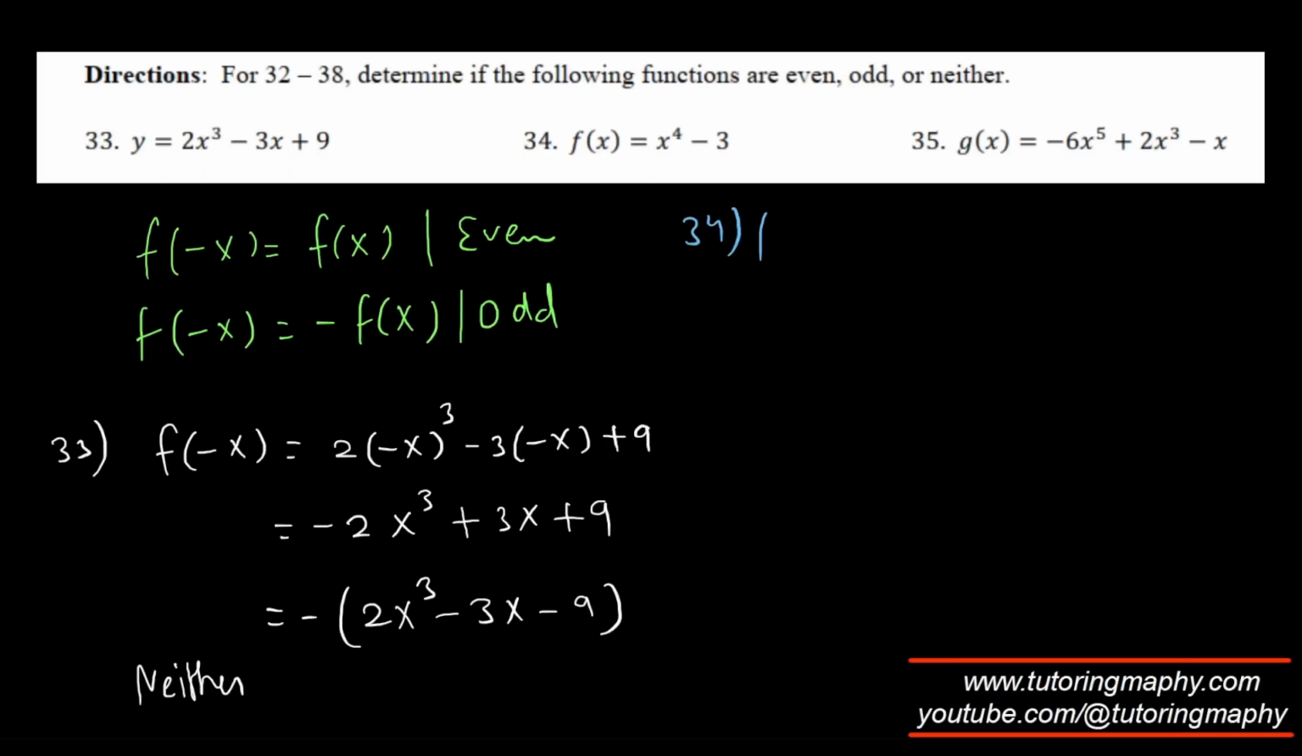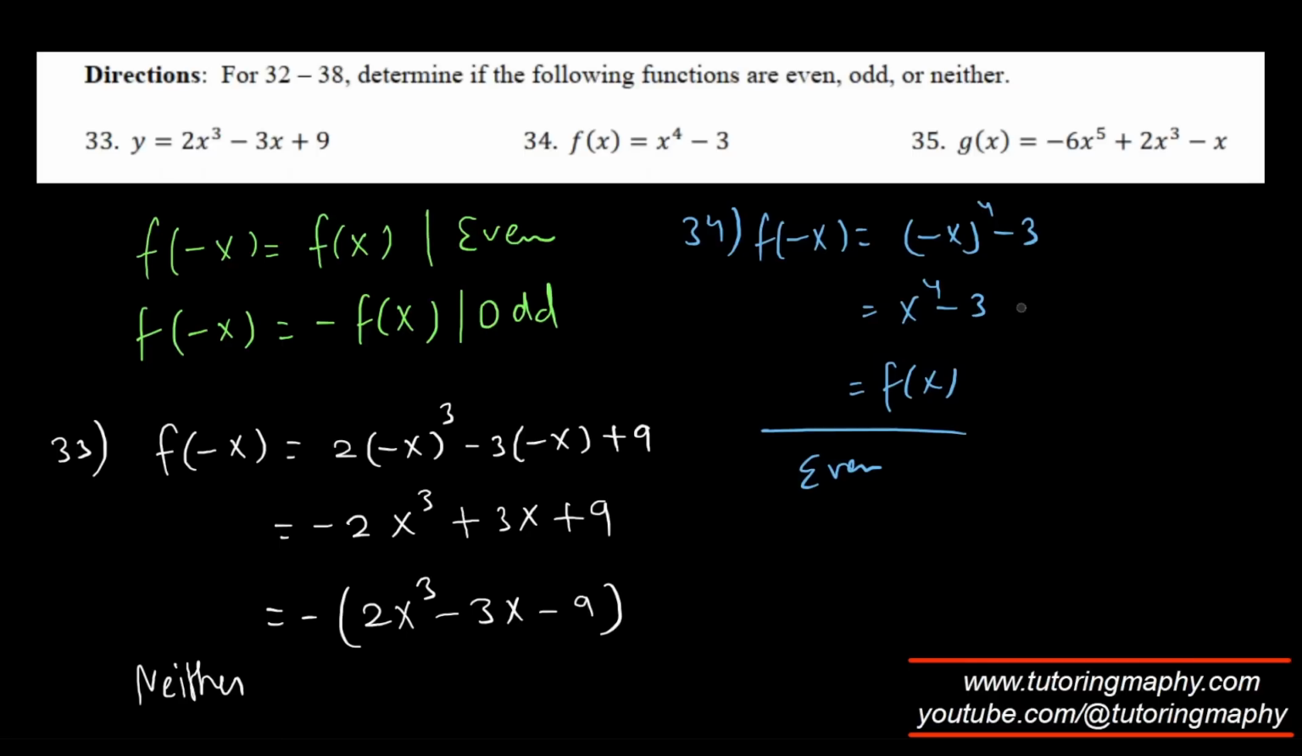In 34, we replace x with minus x. So this will become minus x raised to 4 minus 3. Obviously, the minus will just become positive because it's an even power. So it will become x raised to 4 minus 3, which is again the same function. So this is an even function.